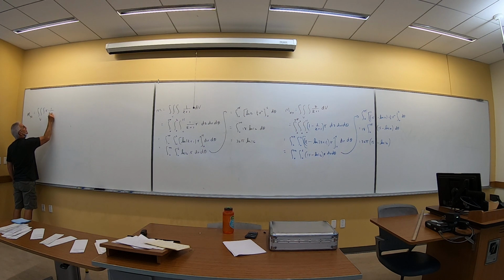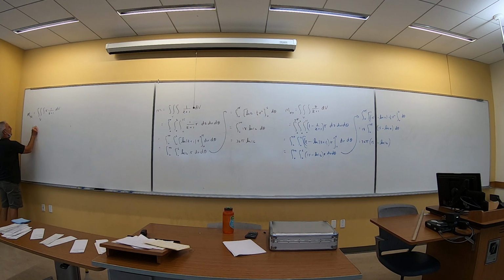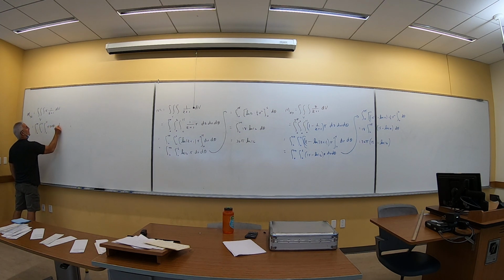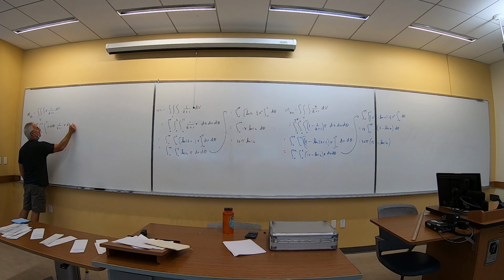Times 1 over z plus 1. Yes, it is totally correct to make that into one quotient, but because I'm going to be converting to polar, it might be easier to keep them separate. All right, so when I do this, all my limits are staying the same. I'm not messing with those. But now I need to change the x to what? R cosine theta times 1 over z plus 1 times r dz dr d theta.